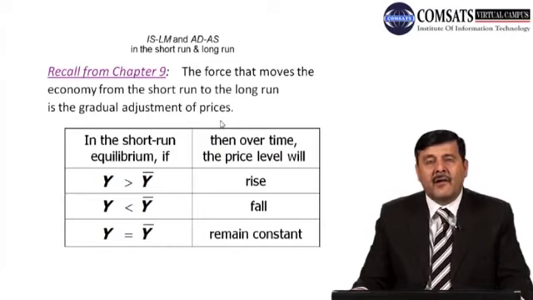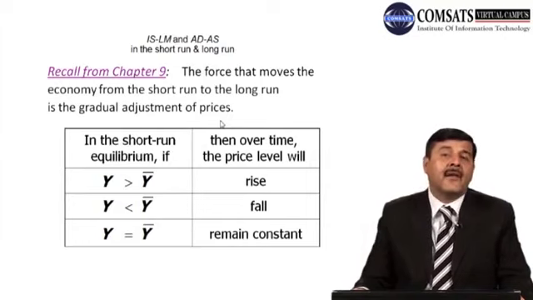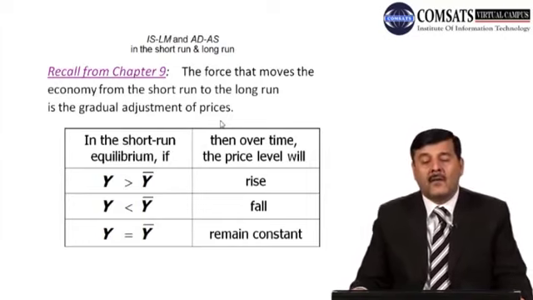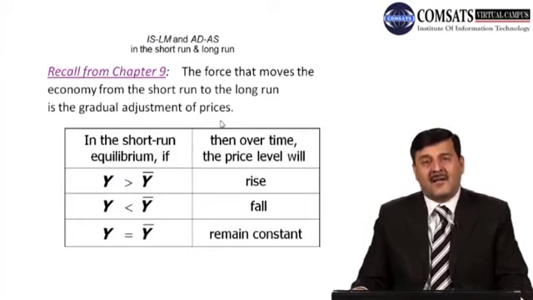Recall what we have learned in chapter 9, where we have combined ISLM and aggregate demand, aggregate supply in the short and long run. The forces that moves the economy from short run to the long run is the gradual adjustment of prices. So basically the force that moves the economy from short run to the long run is the price level.